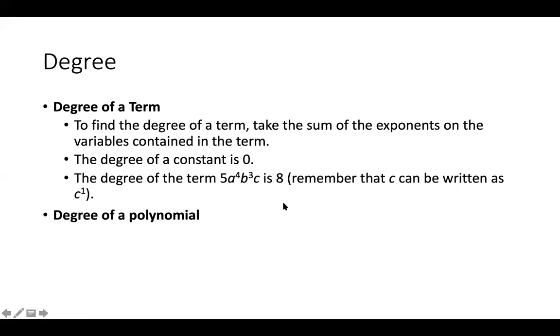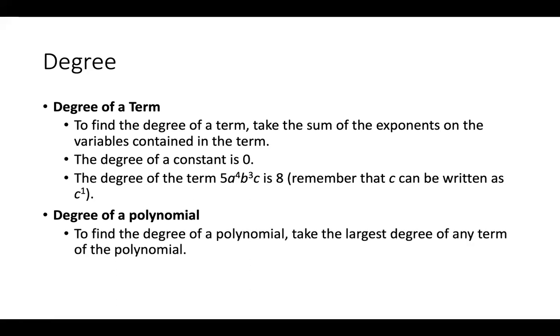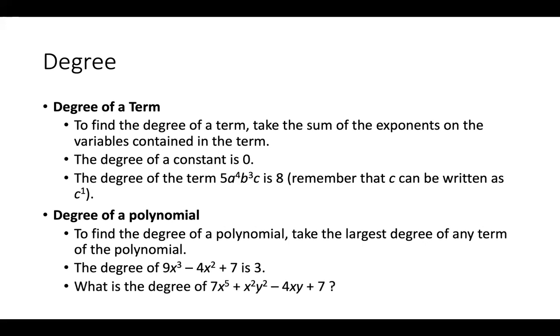All right, and then the degree of a polynomial. To find the degree of a polynomial, you find the degree of each term and then take the largest one of those degrees. All right, so for example, the degree of the polynomial 9x^3 - 4x^2 + 7 is 3. Because the degree of each term is 3, 2, and 0. And the largest number in that group is 3.